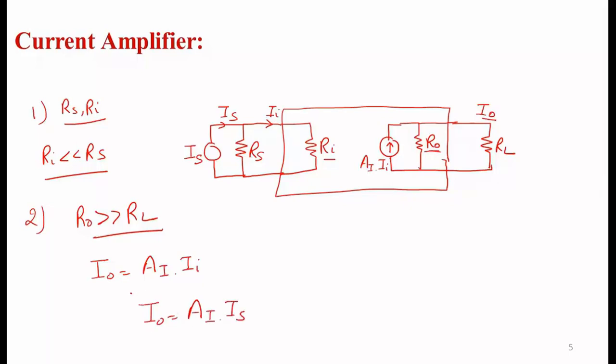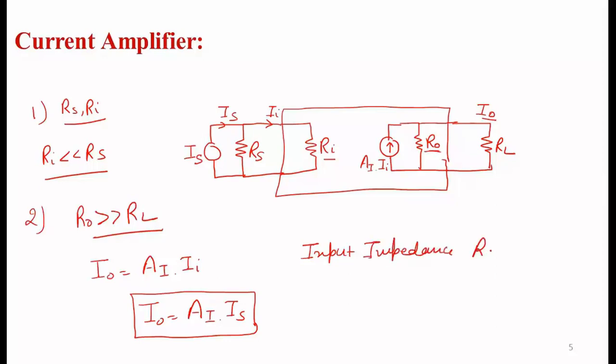So the output current is dependent upon the source current with the condition that the input resistance should be much less than the source resistance. The other condition is that the output resistance should be much greater than the load resistance. So for a good amplifier, the input impedance or resistance Ri should be much less than Rs, or ideally, Ri should be equal to 0.